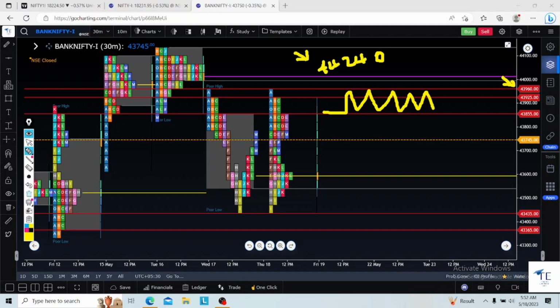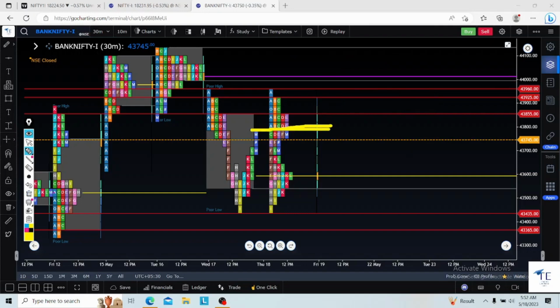This is one scenario. If the market opens, again this is a rally high, and if the market opens nearby flat or below this value, yesterday's close, I will go for a PE. Directly my target is 43,435 and 43,365 if the market opens flat and gets rejection. This is the second scenario.